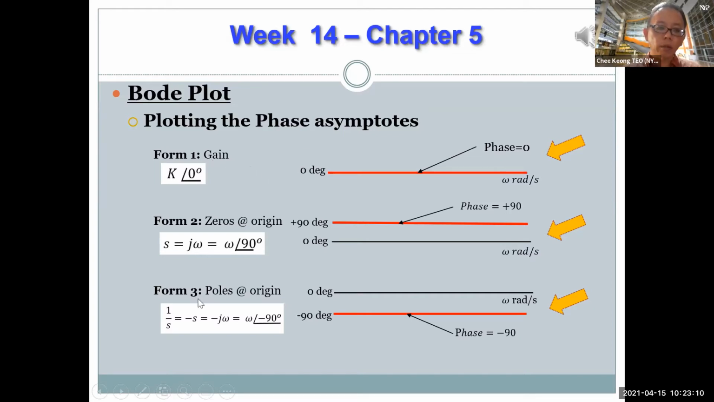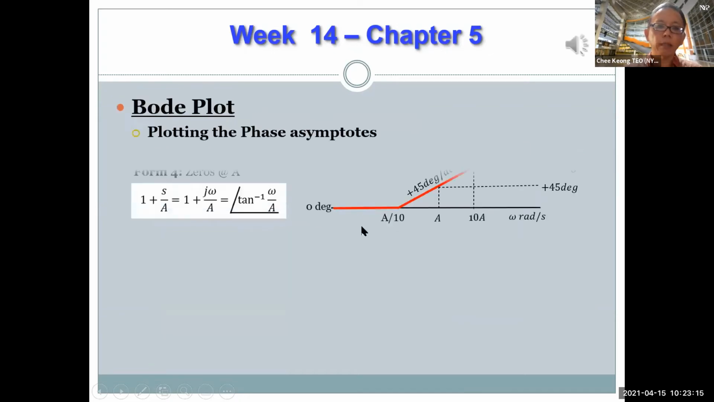So this one shows you 3 forms. Then I'm going to continue with the other 2 forms. For form 4, zero at root A radian per second, the plot will be a horizontal 0 degree line all the way till A over 10 radians per second, and then slope up at positive 45 degree per decade until 10A radian per second, where it reaches positive 90 degree. Thereafter it maintains a positive 90 degree till infinity.